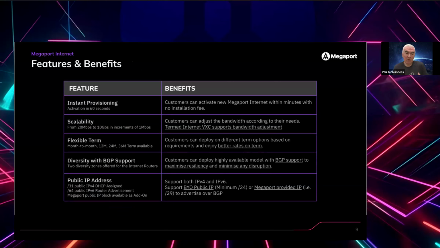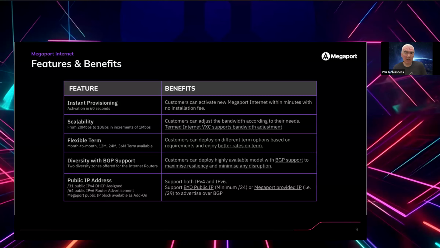We've got flexible terms, so you can just have it on month to month, 12 month, 24, 36 months, so that you can choose the term that you want. You can start with a flexible term and move that into a longer term if you want to as well. You've got diversity with BGP, so that's set up for resilience to minimize any disruption as well.